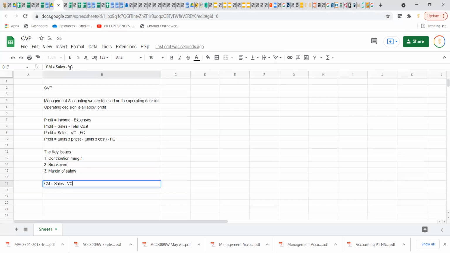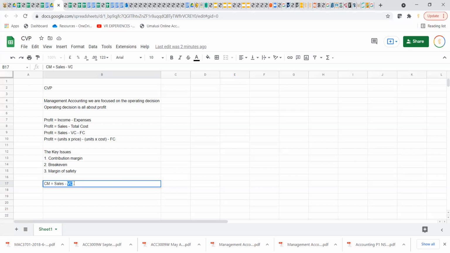I just want to make something clear, because it's something subtle, very small, but it has a significant impact. Through my tutoring, I've come across many students who get confused. What you must understand is that variable costs in the contribution margin calculation is total variable costs. So when you're doing the contribution margin calculation, it is total variable costs.